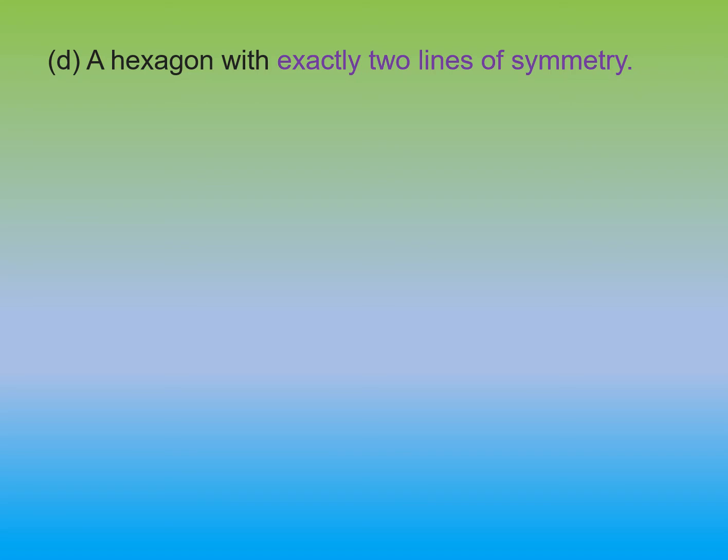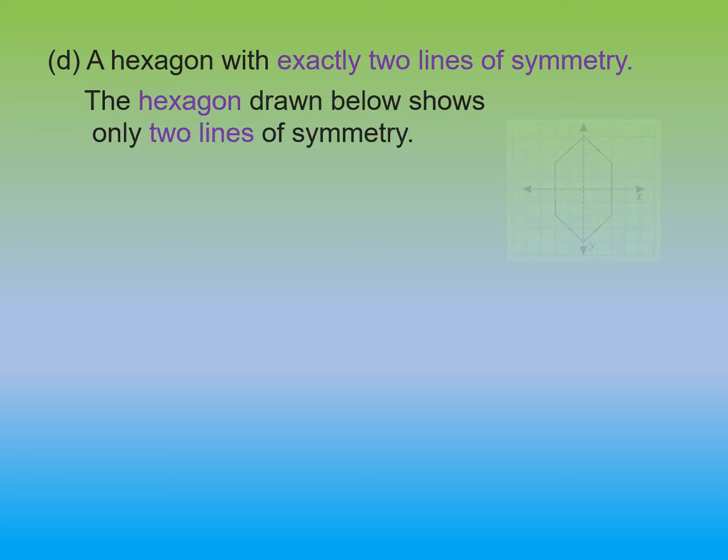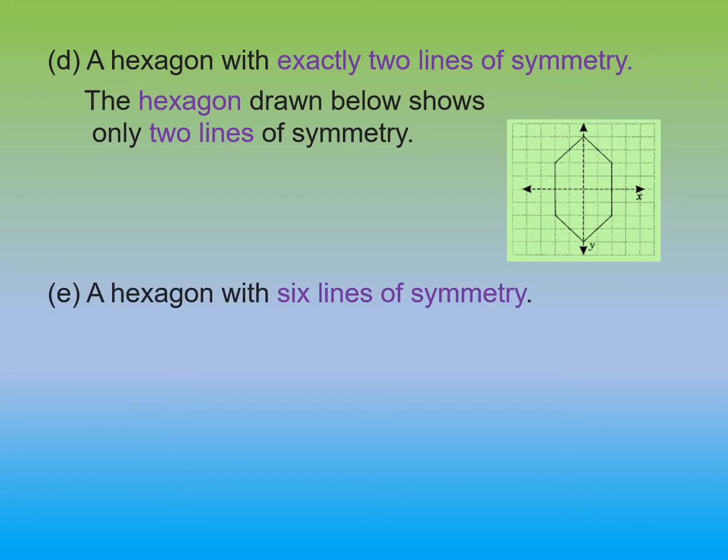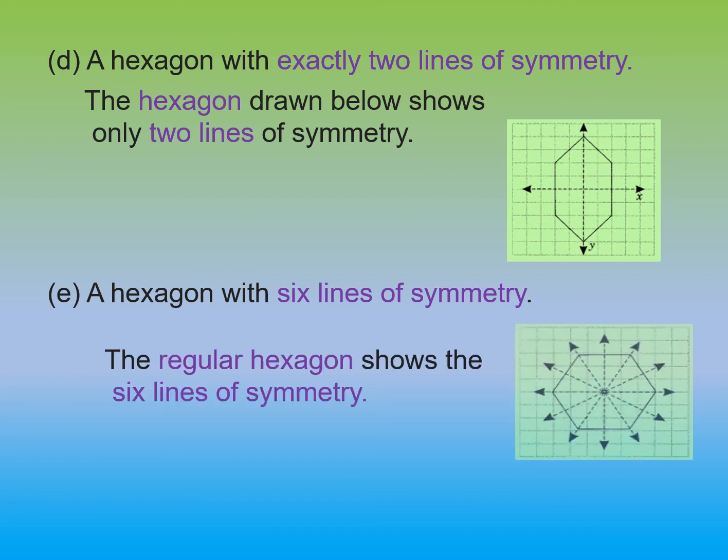A hexagon with exactly 2 lines of symmetry. So hexagon means 6-sided closed figure. So it should be like this. We have only 2 lines of symmetry for this hexagon. Next question is a hexagon with 6 lines of symmetry. So we can draw a regular hexagon. Regular hexagon means all 6 sides are equal. So we'll get the picture like this: 6-sided closed figure with equal sides. It is a regular hexagon.